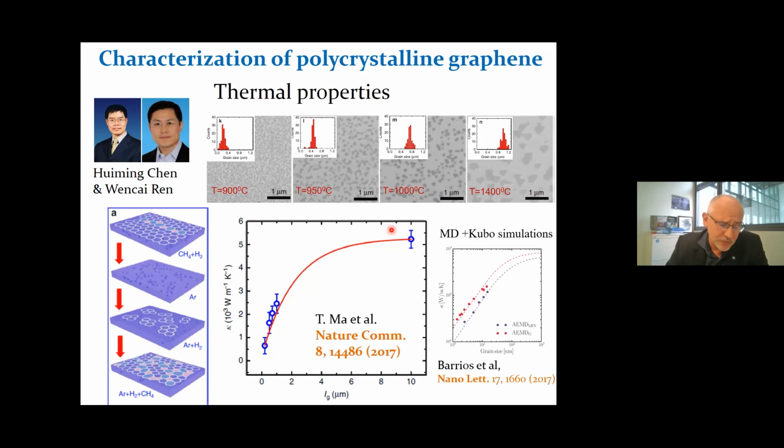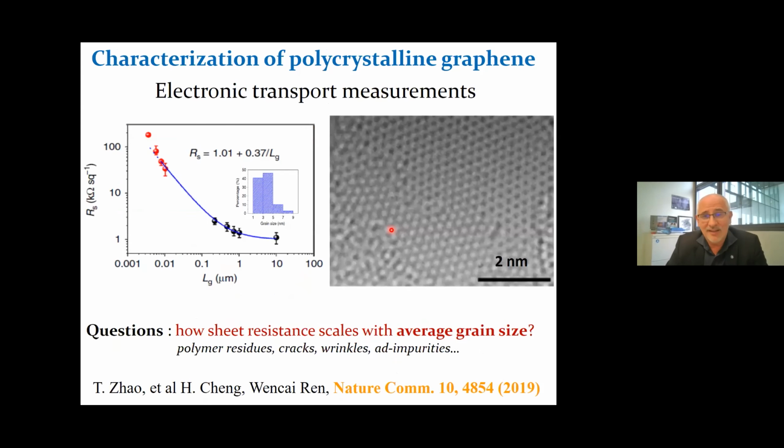Another central piece of information that we want is how the electric transport properties scale with the average grain size. And this is again a measurement by the same people in which they measure the sheet resistance as a function of average grain size. And you see that when you increase the grain size, you have almost initially a linear decay of the sheet resistance. Okay, so that's a very interesting scaling law to know.